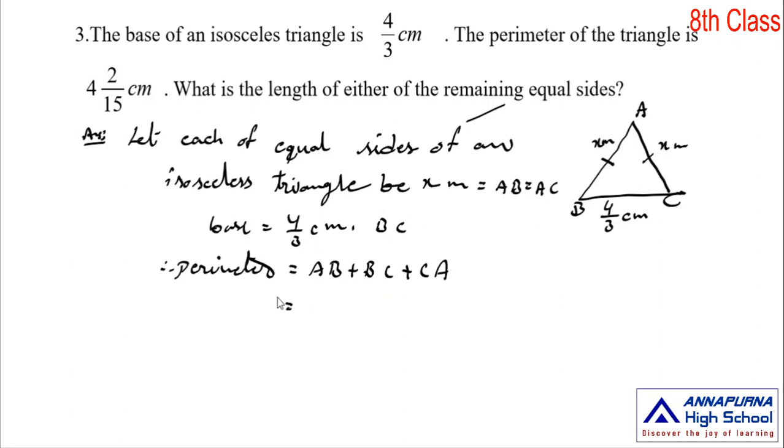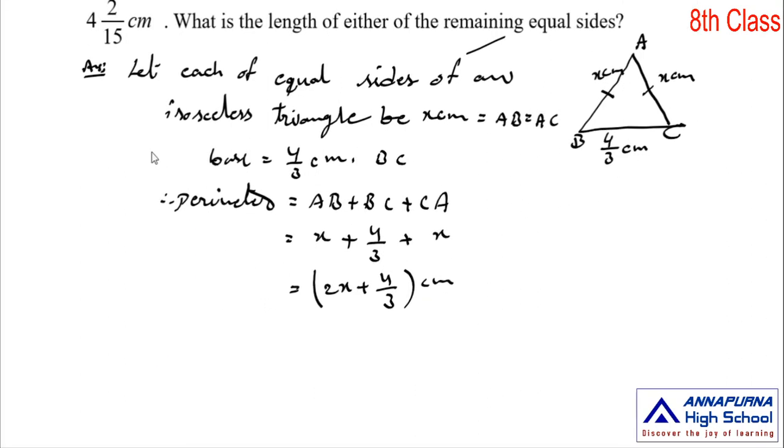Here AB is equal to x, BC is equal to 4/3 centimeters, plus CA is equal to x centimeters, not meters, it's centimeters. All quantities are in centimeters now, so here also we take centimeters only. So AB is x centimeters, BC is 4/3 centimeters, and CA is x centimeters. So it is x plus x, 2x plus 4/3 centimeters. This is the perimeter of triangle ABC.